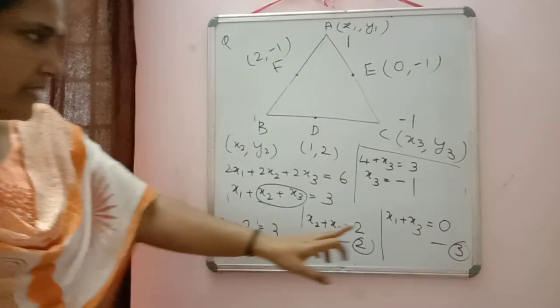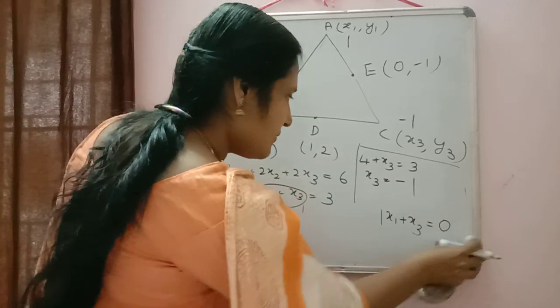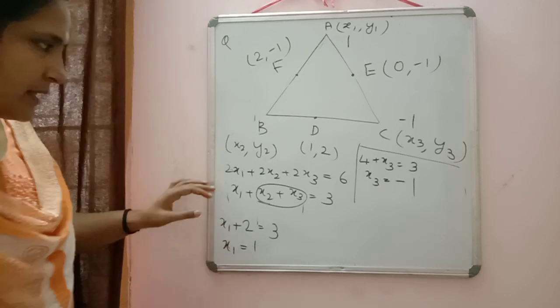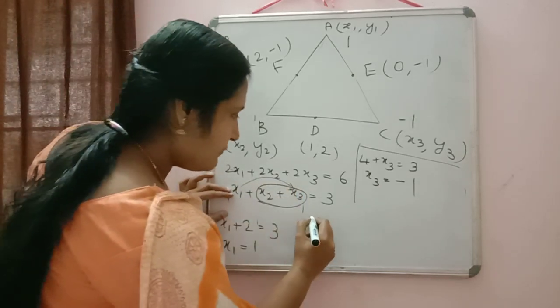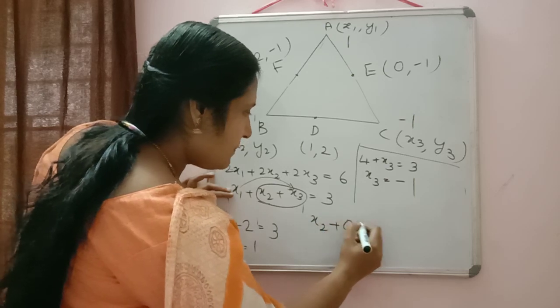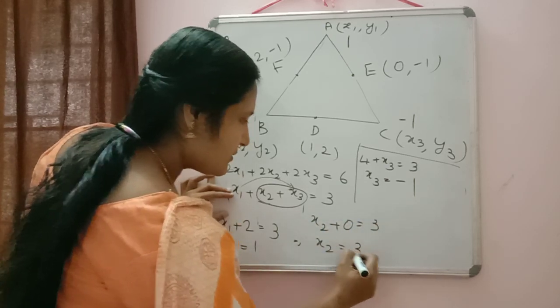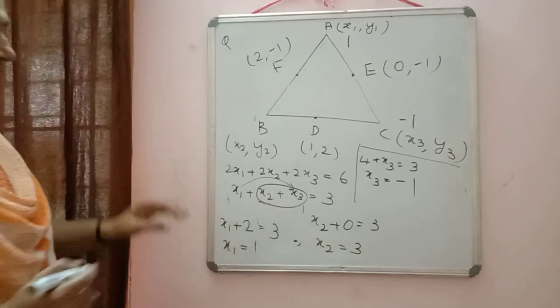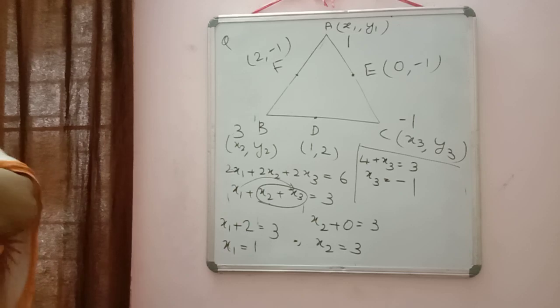Now we will move to the third one. In the third one we have x1 plus x3 is equal to 0. Then what will we get? x2 plus 0 is equal to 3. So we will get the value of x2 as 3. So we have calculated the x coordinates of all the points.